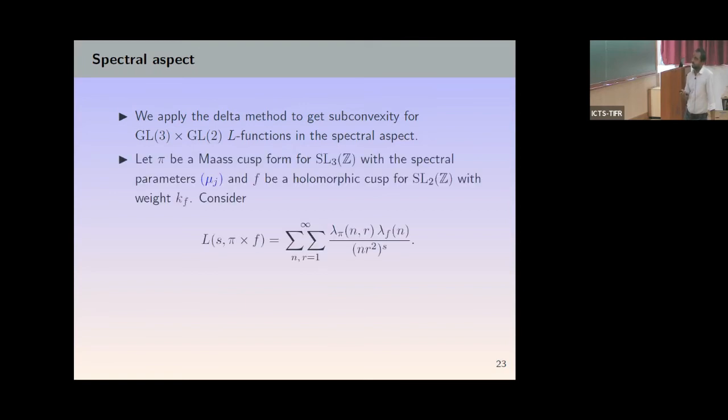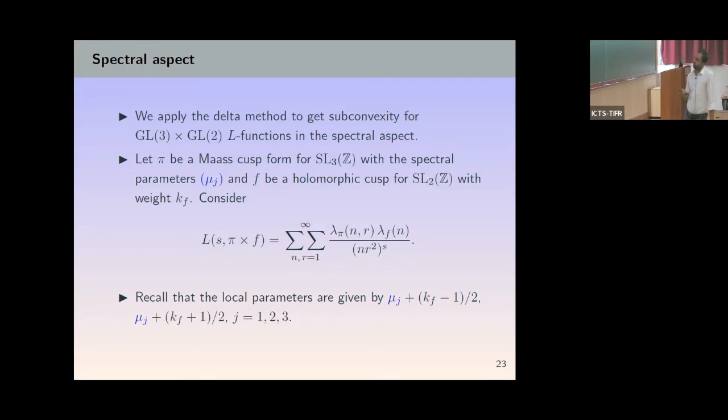So let's recall again. Take pi to be a Maass cusp form for SL3(Z) having spectral parameters μ(z), and take F to be a holomorphic cusp form with weight Kf. If you wish, you can also take a Maass form having parameters Tf. And you again consider this L-function associated to the forms pi and F. Recall that the local parameters in this situation are μ(z) plus Kf minus 1/2 and μ(z) plus Kf plus 1/2. So there are six local parameters.